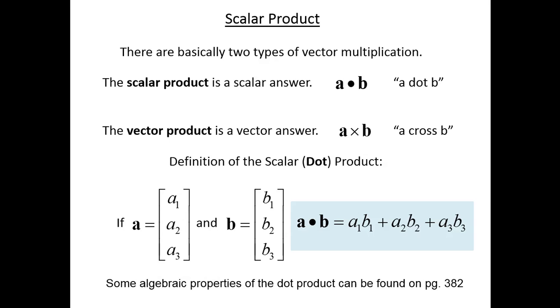Probably the most useful application for this is to talk about how to find the angle between 2 vectors. So let's come up with a formula we can use to do that. By the way, you'll notice at the bottom of the slide, it says on page 382, there's some important algebraic properties of the dot product. Look that over because you're going to need to know those properties and know how to apply them. They're real simple, just make sure you know them.